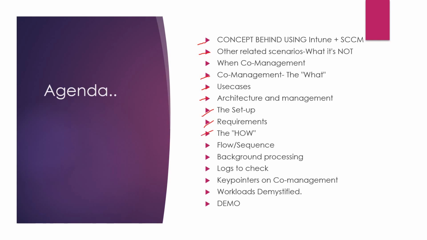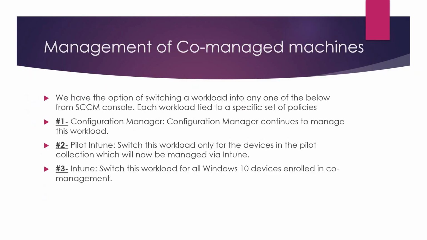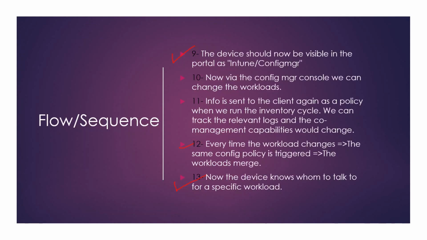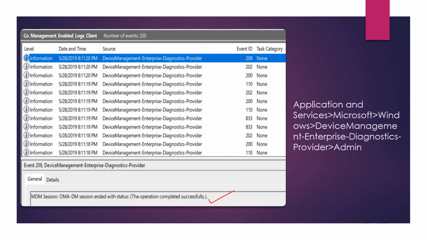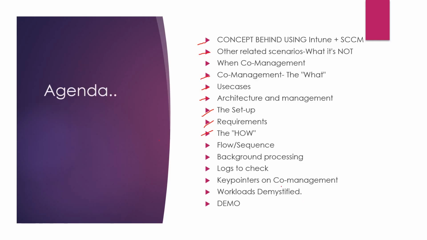We took a look at how exactly the flow of policy happens. I think that was around 15 or 16 steps, and there were around 13 steps. We started from one, wherein we did a discovery of the end device and installation of the SCCM client, and we ended with 13, wherein the device was co-managed and was getting the relevant policy from Intune or from SCCM depending upon the workload.